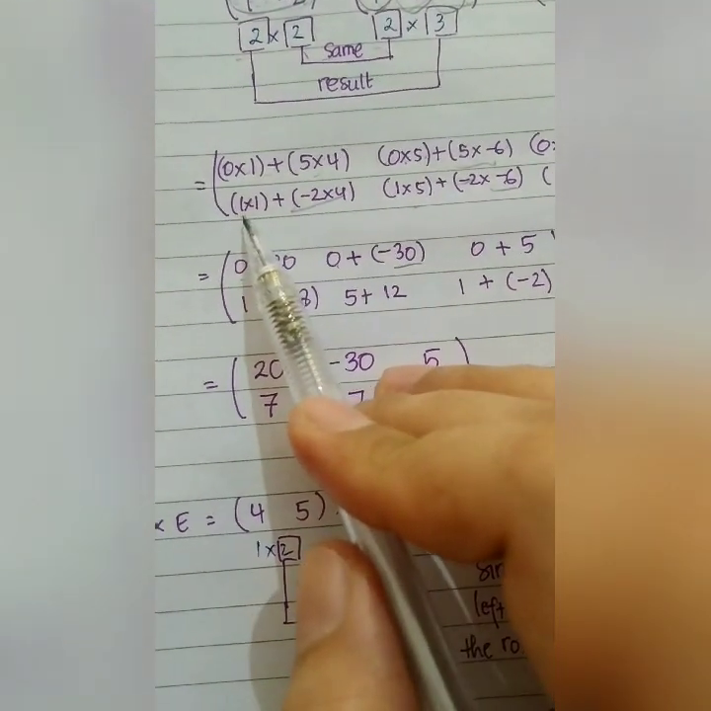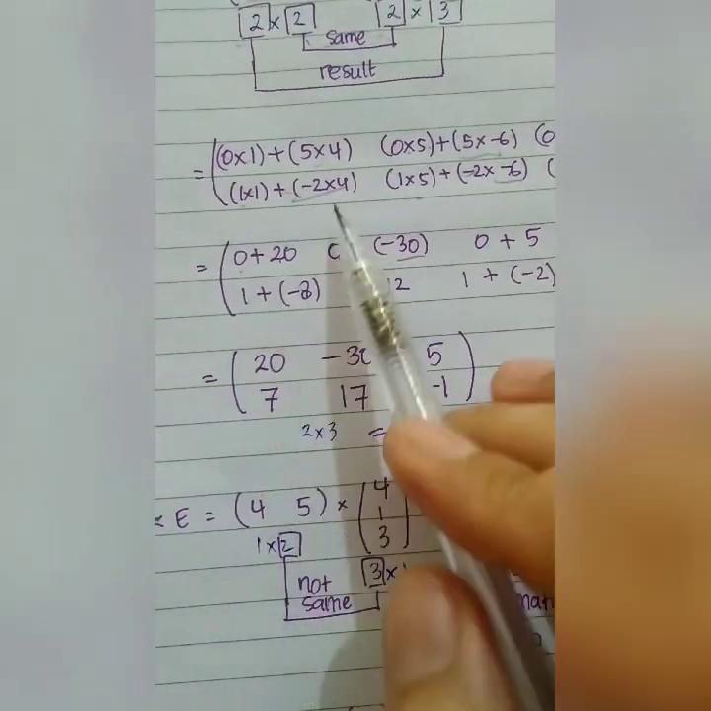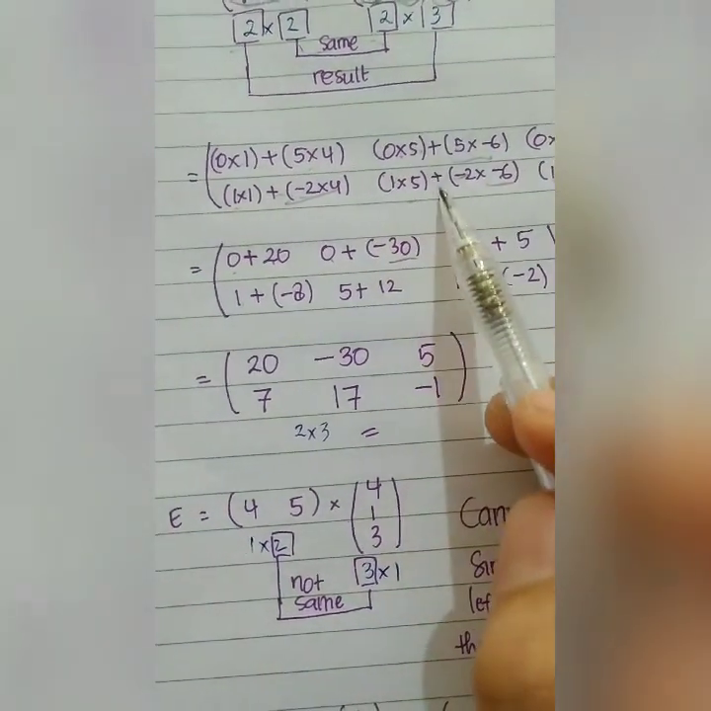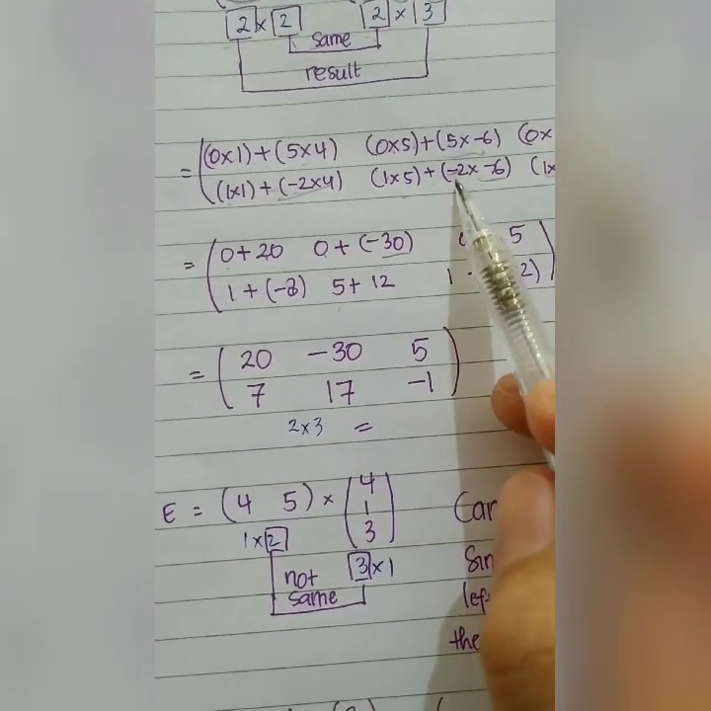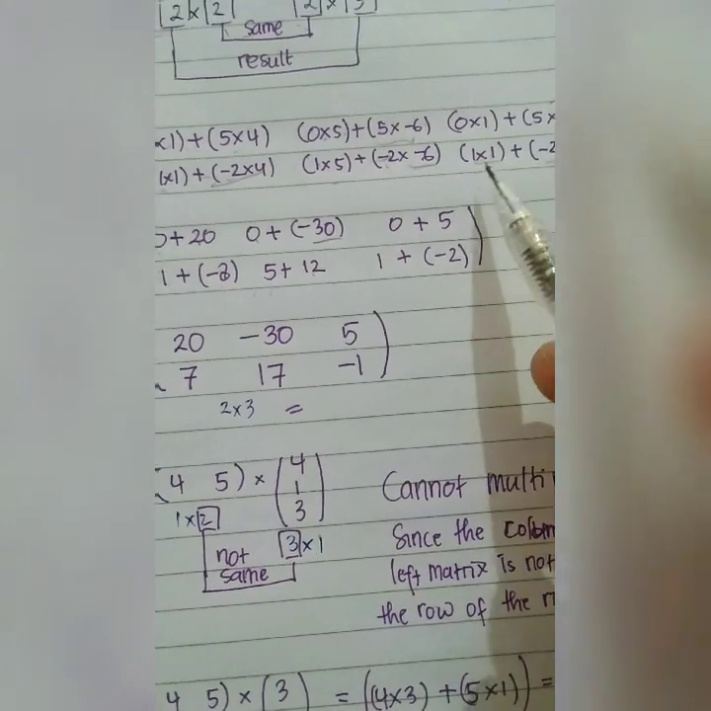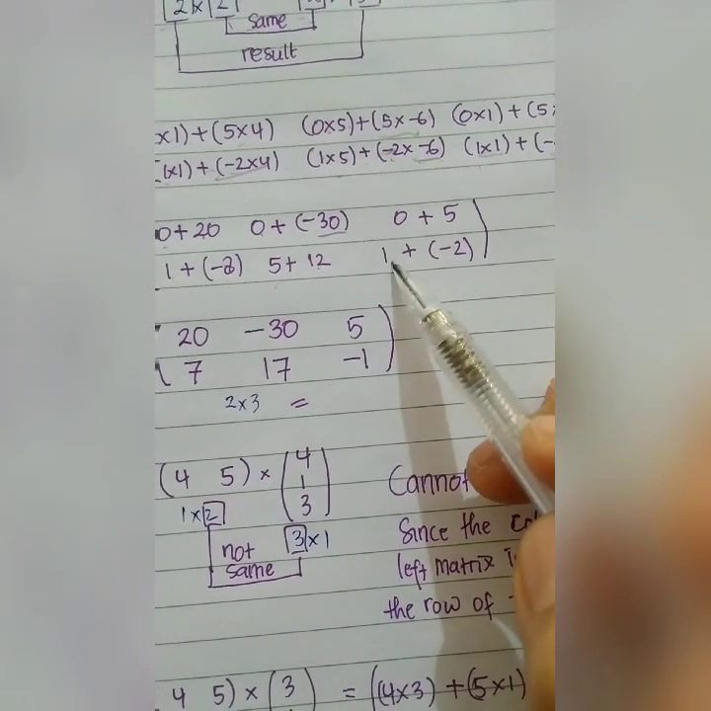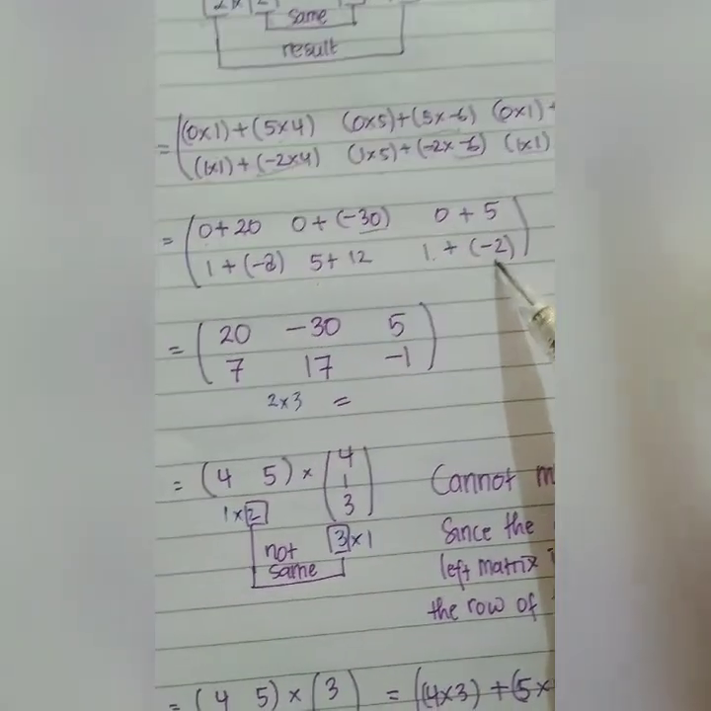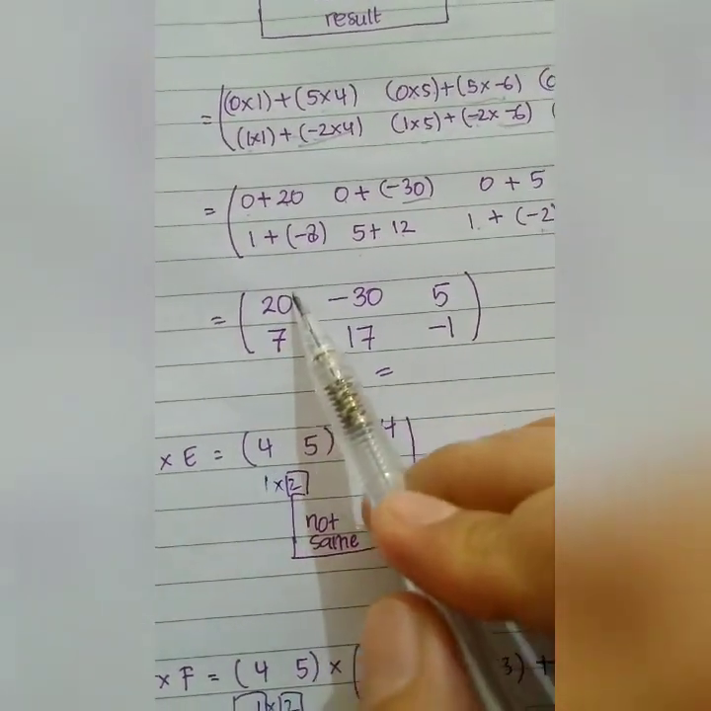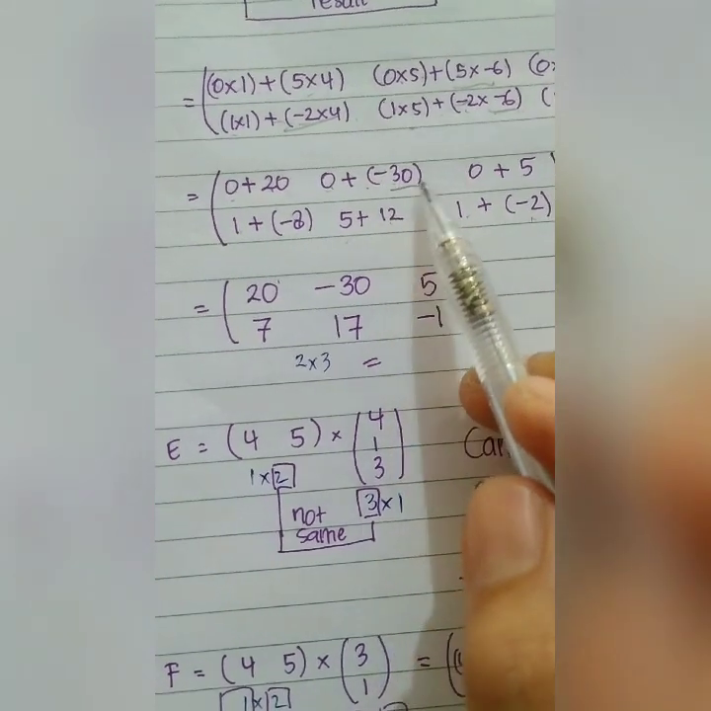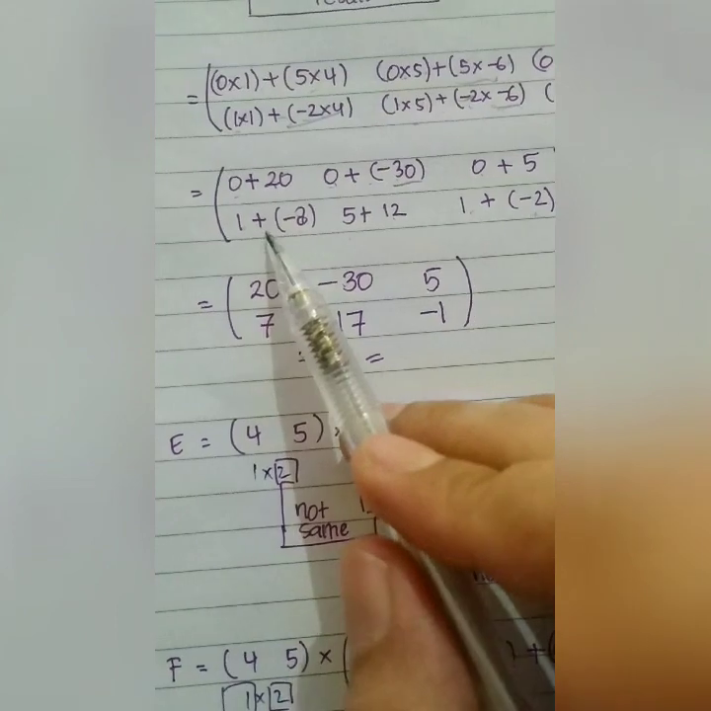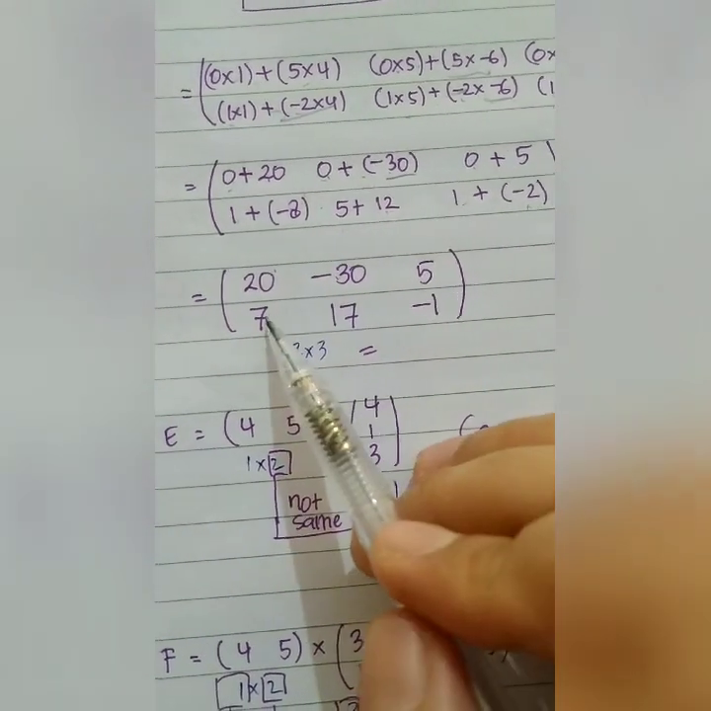Now we simplify it. 0 times 1 is 0, 5 times 4 is 20, 0 times 5 is 0, 5 times negative 6 is negative 30, 0 times 1 is 0, 5 times 1 is 5. Now we jump to the other row. 1 times 1 is 1, negative 2 times 4 is negative 8, and then 1 times 5 is 5, negative 2 times negative 6 is positive 12, and then 1 times 1 is 1, and negative 2 times 1 is negative 2. Now we simplify again. 0 plus 20 is 20, 0 plus negative 30 is negative 30, 0 plus 5 is 5. 1 plus negative 8 is negative 7.